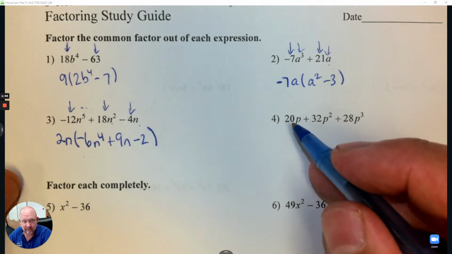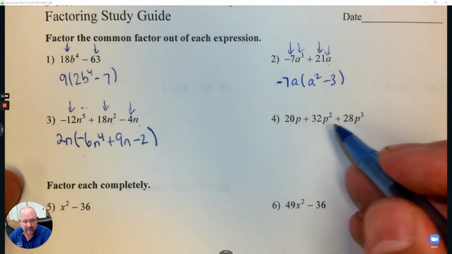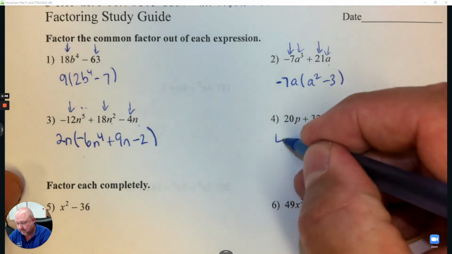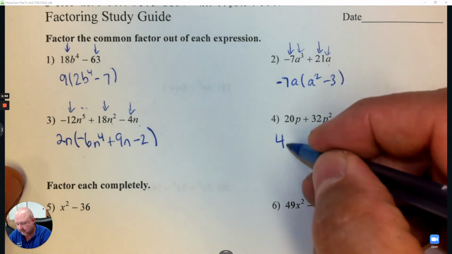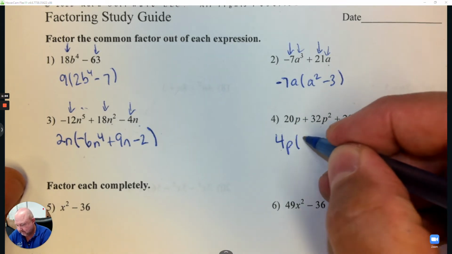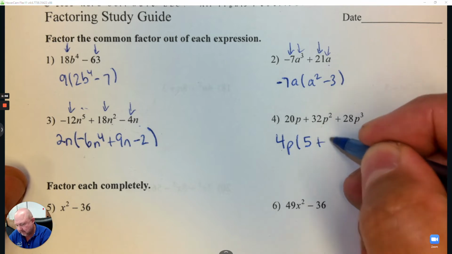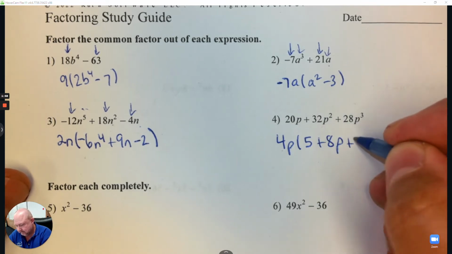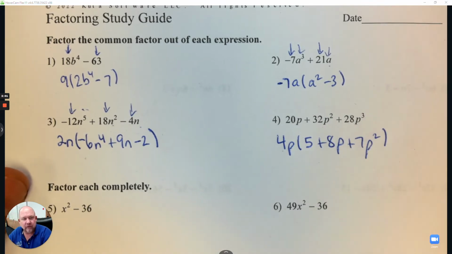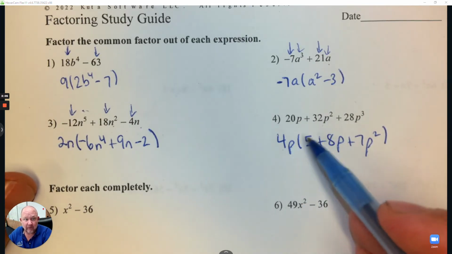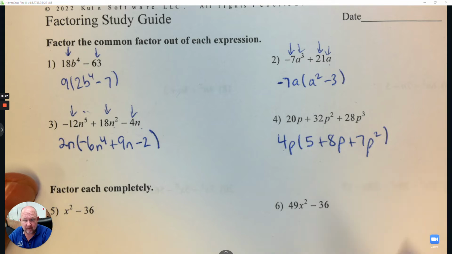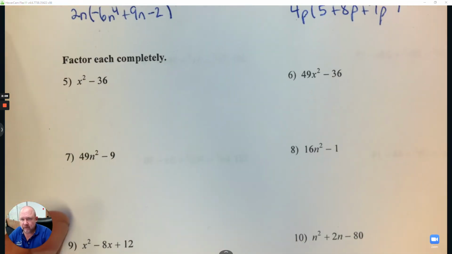What's the largest number that goes into 20, 32, and 28? That number's 4. Take the p with the smallest exponent and then divide. It's okay to not put them in order. Make sure you subtract the exponent as you're dividing. And you can always multiply to see if it equals what it was before. Alright, on to the next group.